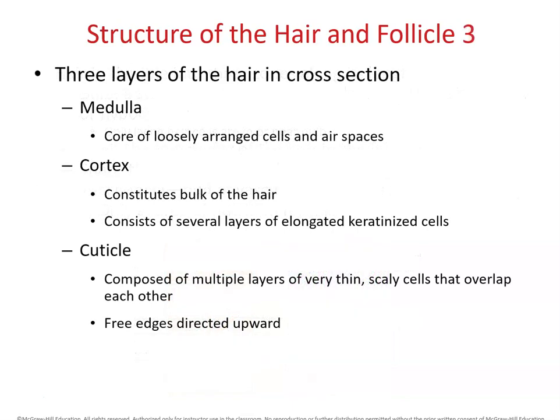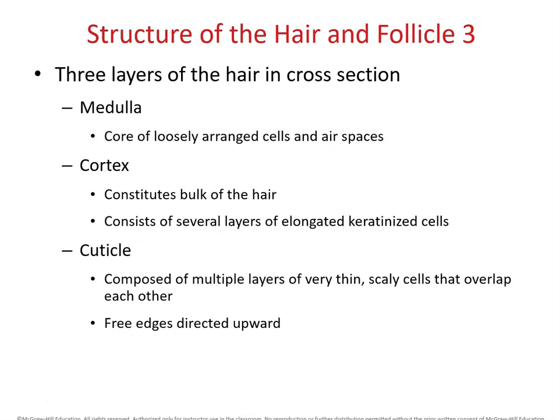If we look at a cross-section of hair, and we'll see a cartoon of this in a couple slides, we'll see that the cross-section shows 3 distinct regions. On the inside, we have the medulla, which is a core that's mostly empty space. It's mostly air. There are some loosely arranged cells there. Then we have the cortex, and this is the thickest layer. It has the keratinized tough cells. And then the outside is the cuticle.